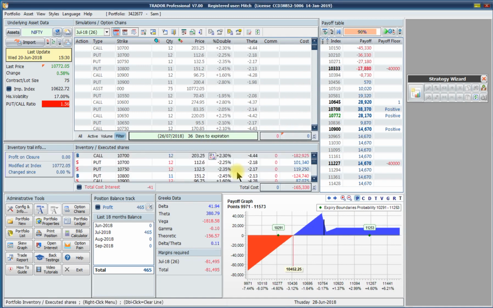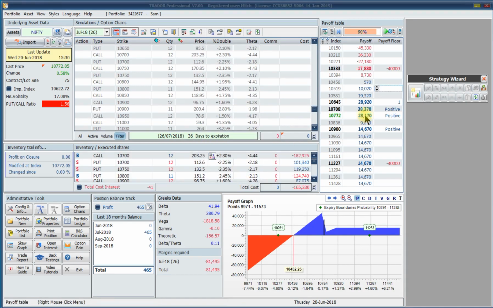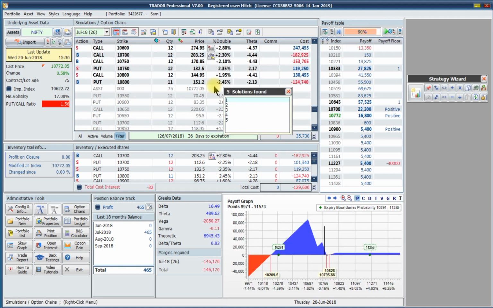Let's see if I can maintain this existing position by finding solutions that will improve the payoff loss on index 10,333 to also be positive. I activate the seek engine, and solutions were found. No other software but Trader Options provides such powerful tools, since maintaining any position until or before expiration is far more complicated.